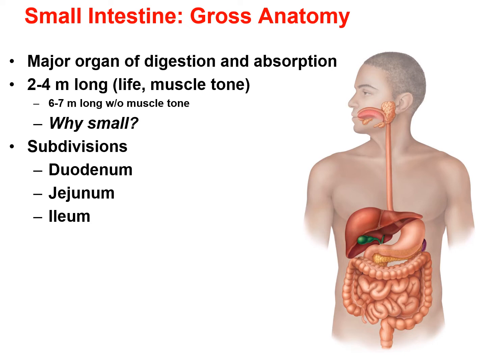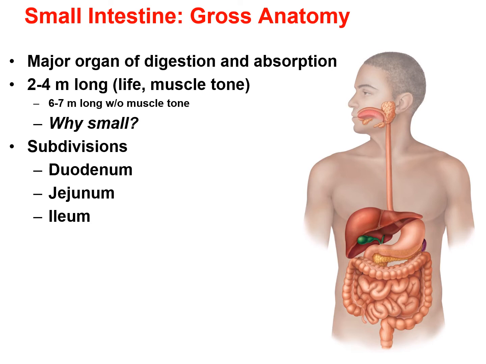It is going to be about 2 to 4 meters in a living person, so when there's muscle tone, and it's even longer when that muscle tone is lost. It can be stretched out to about 6 to 7 meters long. The small in the name is referencing the diameter of your small intestine. The diameter of the small intestine is smaller than the diameter of the large intestine, and this is going to reflect the function of the small intestine. We're going to see that you want things to move slowly through your small intestine so that you can have absorption occurring. So you have a smaller diameter and then a long tube for your small intestine.